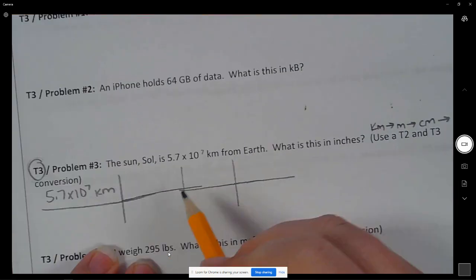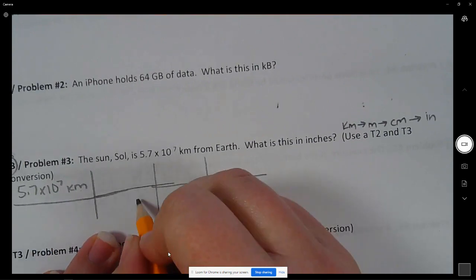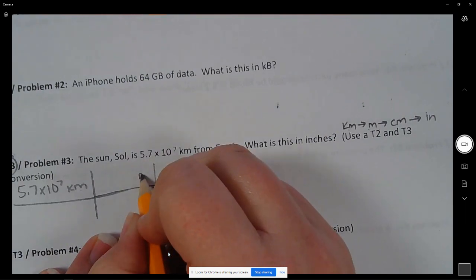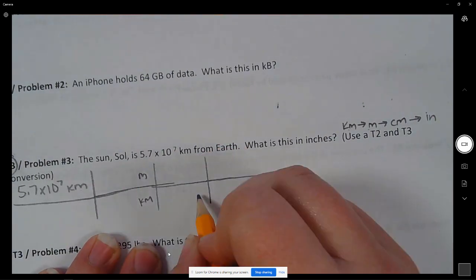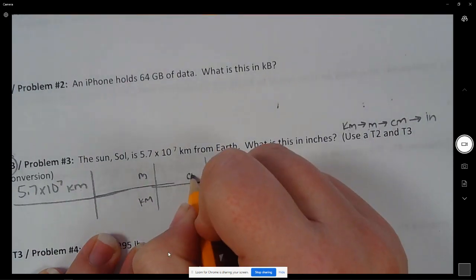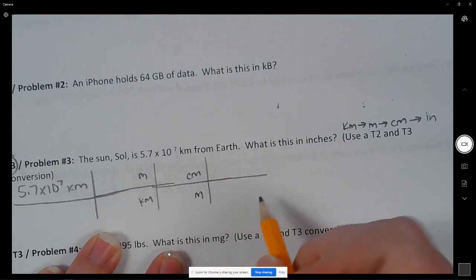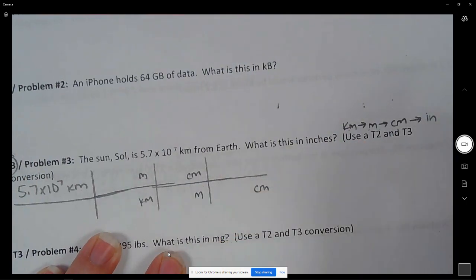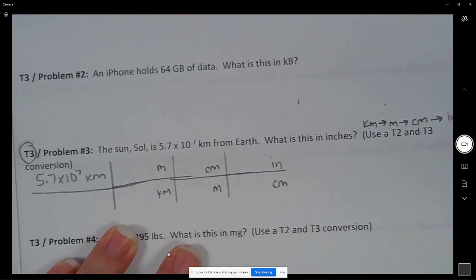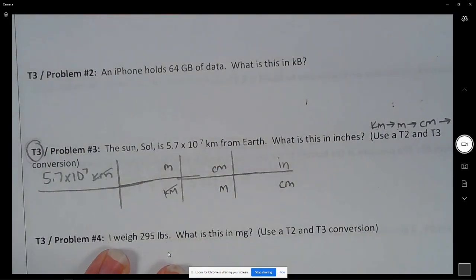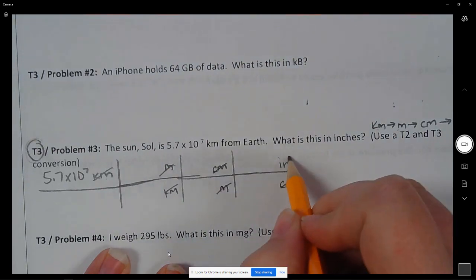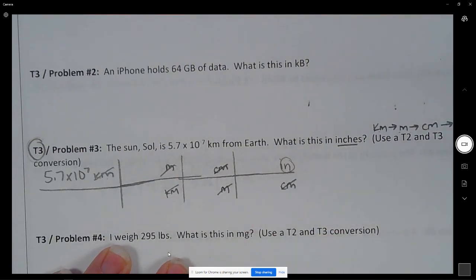What I have goes on bottom, so kilometers goes on bottom. What I want next is meters, so meters goes on top. What I have goes on bottom, so I was here. Now I want centimeters, so centimeters goes on top, and then centimeters goes on bottom. Now what I want is inches, so that goes on top. Top, bottom, cancels. Top, bottom, cancels. Top, bottom, cancels. This is what I'm left with. That's what I wanted, so I have it set up correctly.